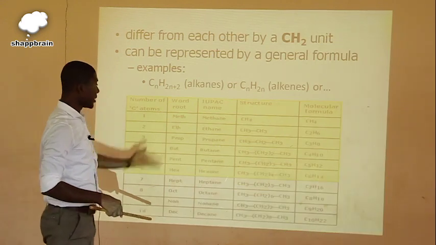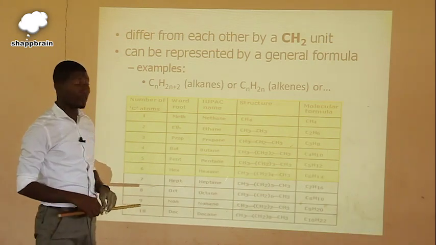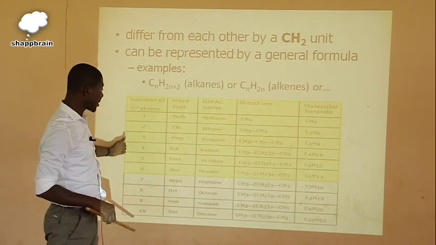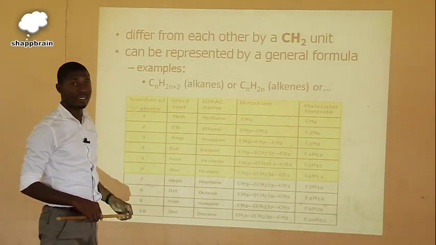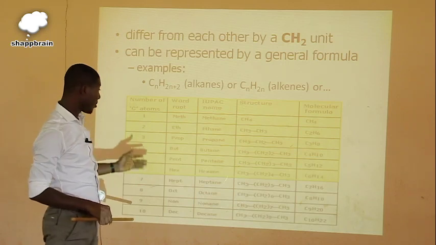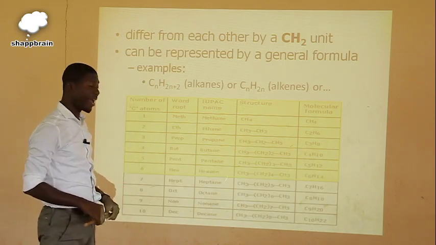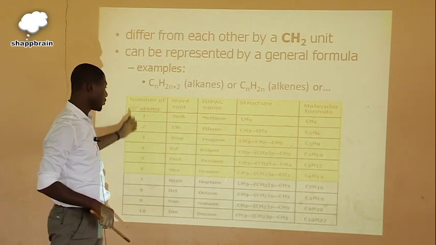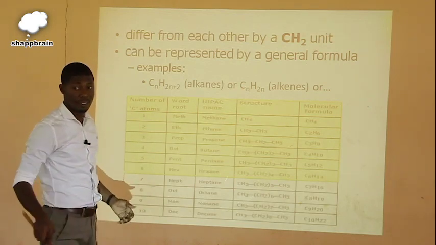This part of the table is highlighted in yellow. Good. And so it gives us the first 6 members of the alkane group. First 6 members is from methane to hexane. Okay? So from methane to hexane can form the homologous series.